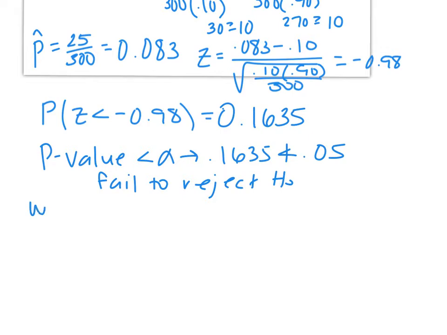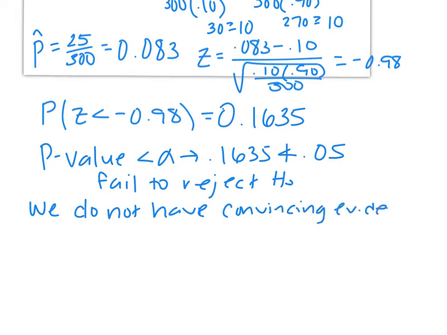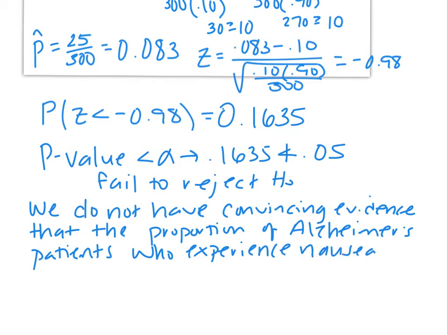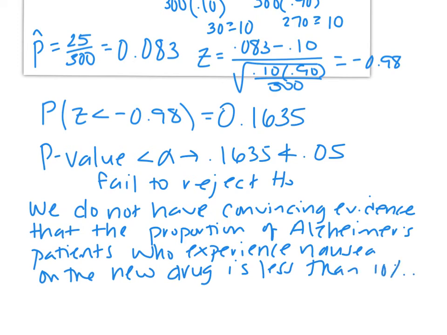So we can say we do not have convincing evidence that the proportion of Alzheimer's patients who experience nausea on the new drug is less than 10%.